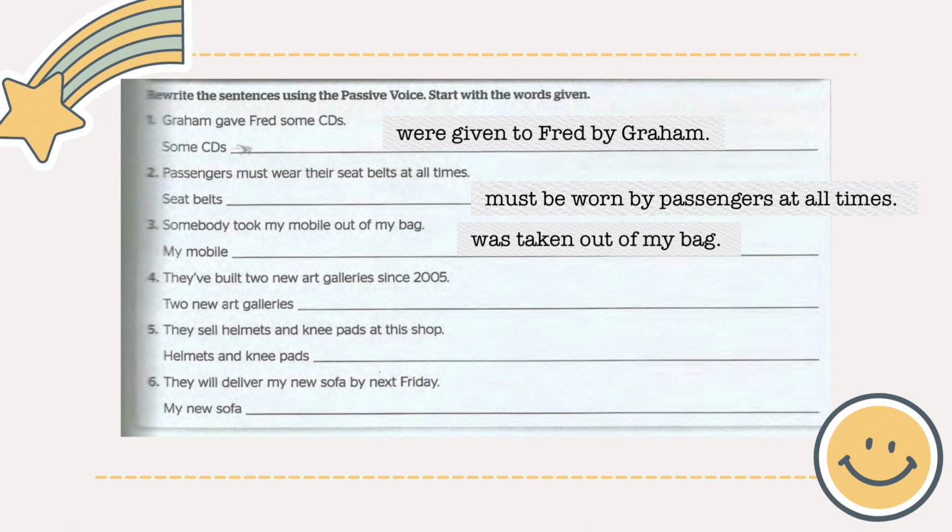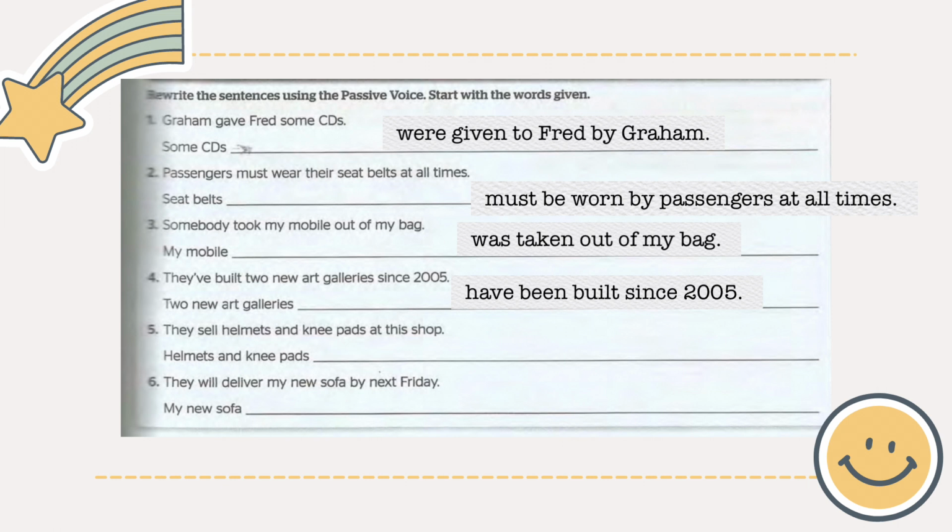Next, number 4. They have built 2 new art galleries since 2005. The verb is built. So in the passive voice, the sentence will be 2 new art galleries have been built since 2005. That's good, class.